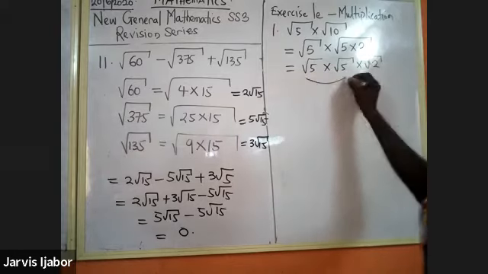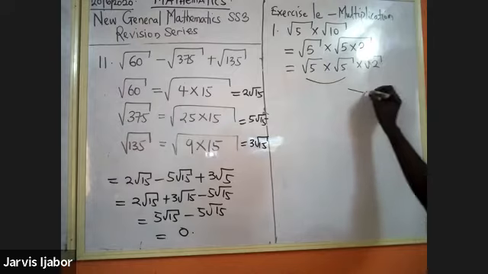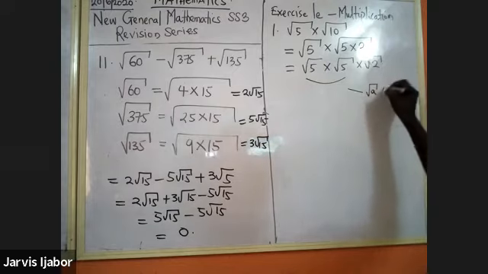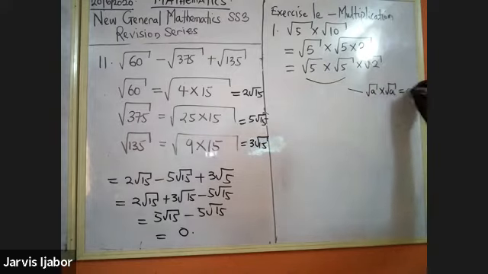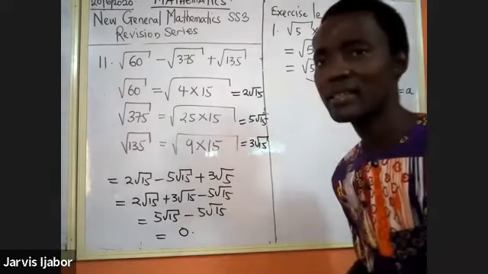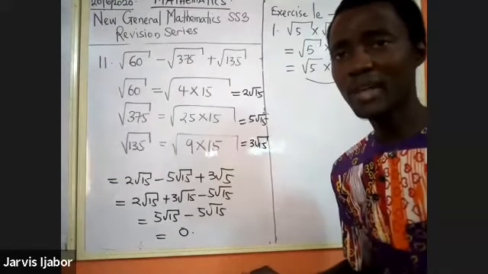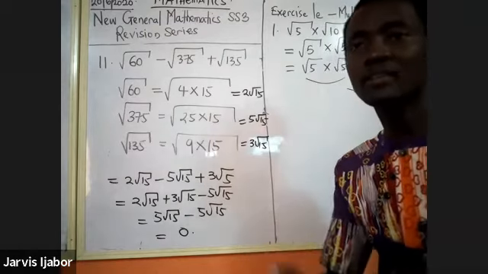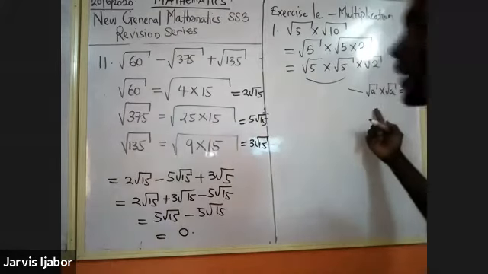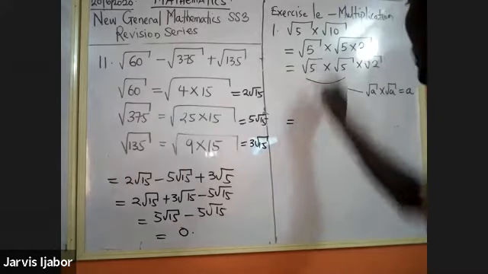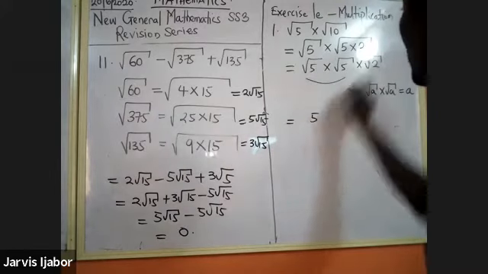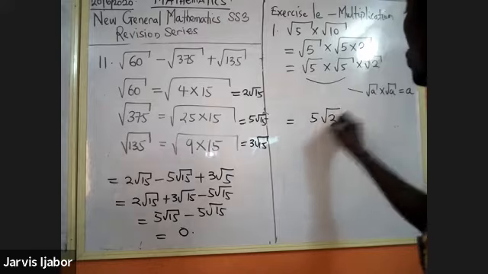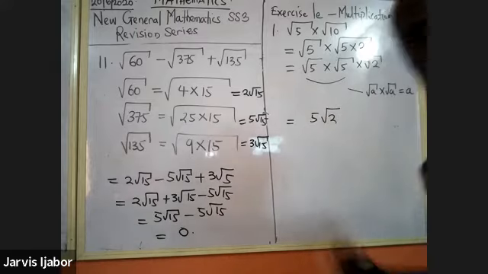Now watch this. Remember that we had said that the square root of a times the square root of a is equal to a. Does somebody remember that? You can just respond with your chat. If you remember that, then it means that this will now be what? 5 times what? Root 2. So your final answer becomes 5 root 2.